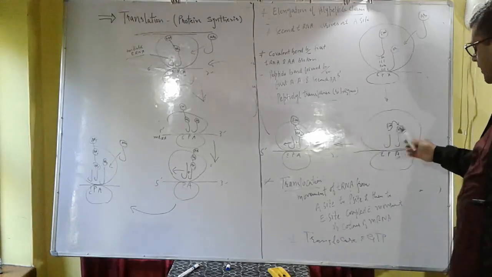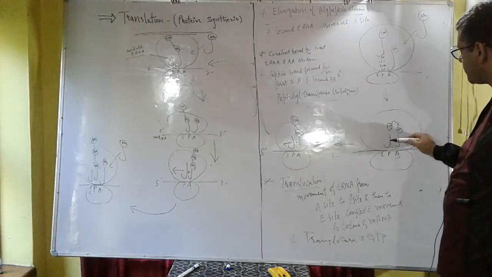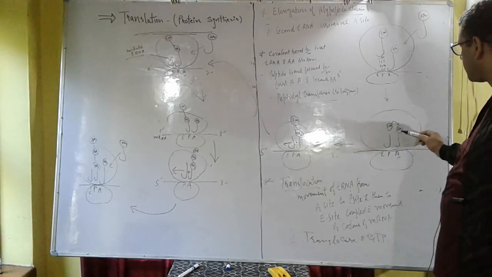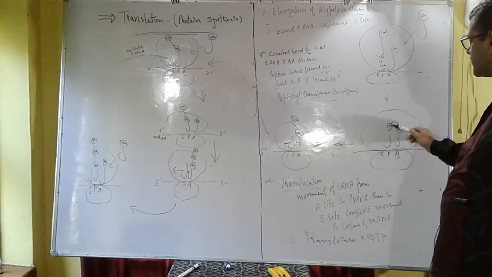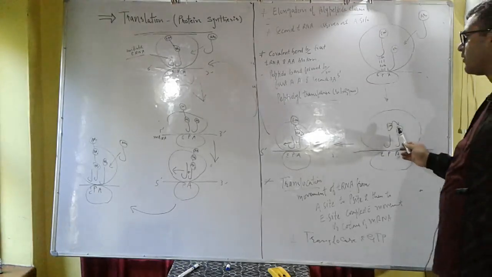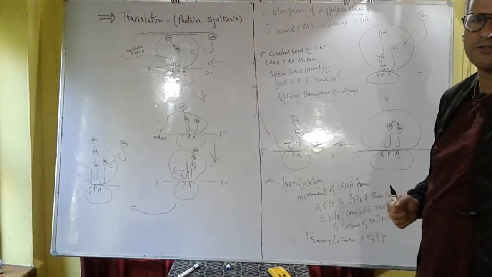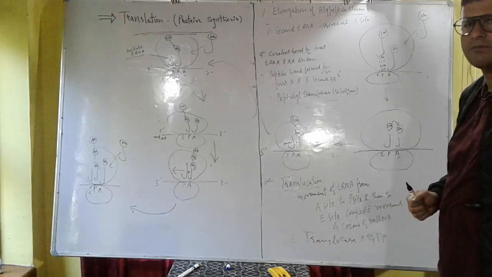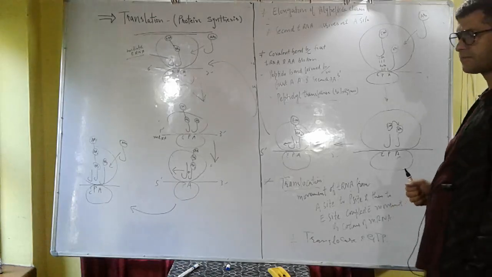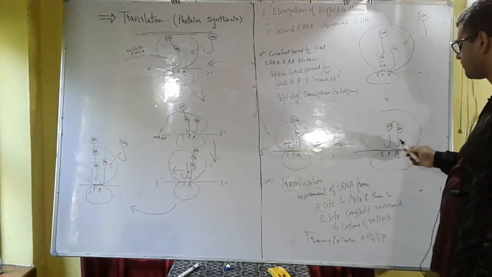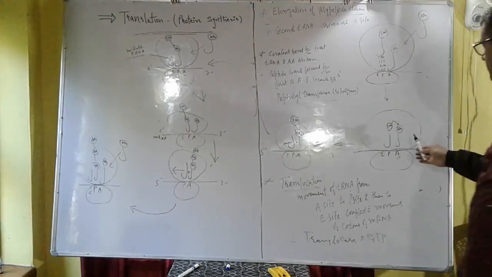Then the covalent bond between the first tRNA and its amino acid is broken, and the peptide bond is formed between the first amino acid and the second amino acid. This peptide bond is formed by the enzyme called peptidyl transferase, which is the ribozyme present in the ribosome. Then we have another important step called translocation.